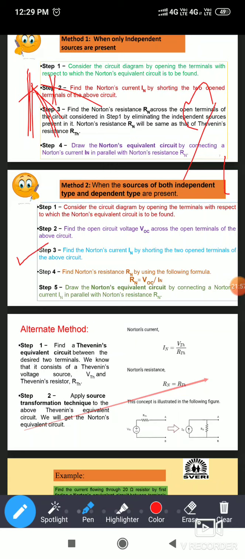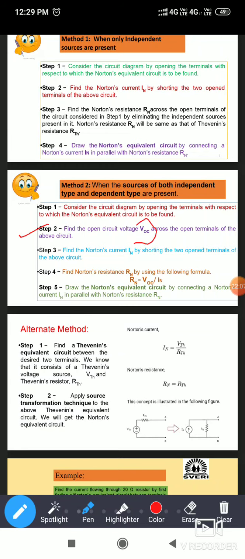There will be a problem in finding RN directly. So instead of finding RN directly, you can find the open circuit voltage between the two terminals A and B. That open circuit voltage is VOC. VOC is the same as VTH, and the procedure is the same. So find VOC, find the IN value, and based on these two values you can find the RN value. So RN is equal to VOC divided by IN. Finally, you can draw Norton's equivalent circuit, and then you can find any parameter asked in a question.